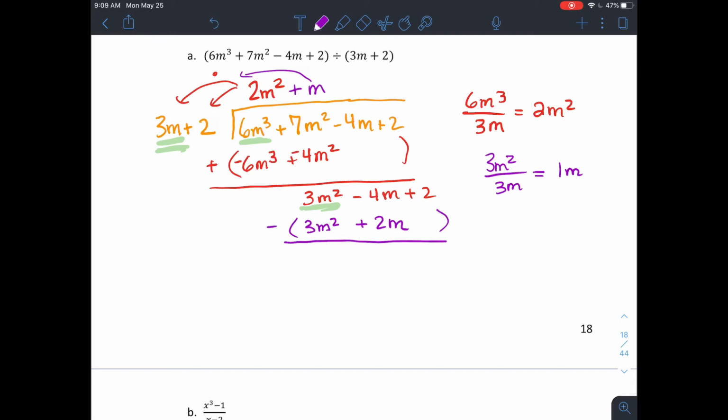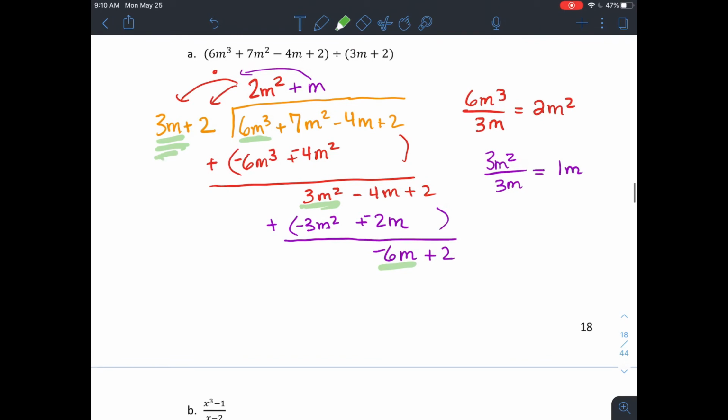And again, subtract all of that. Be super careful with your signs. That's where people tend to mess up. So it's going to give me a negative 6m plus 2. Divide one more time. Actually, I'm not sure, but I think just one more time. Negative 6m divided by 3m gives you negative 2. And then multiply it back.